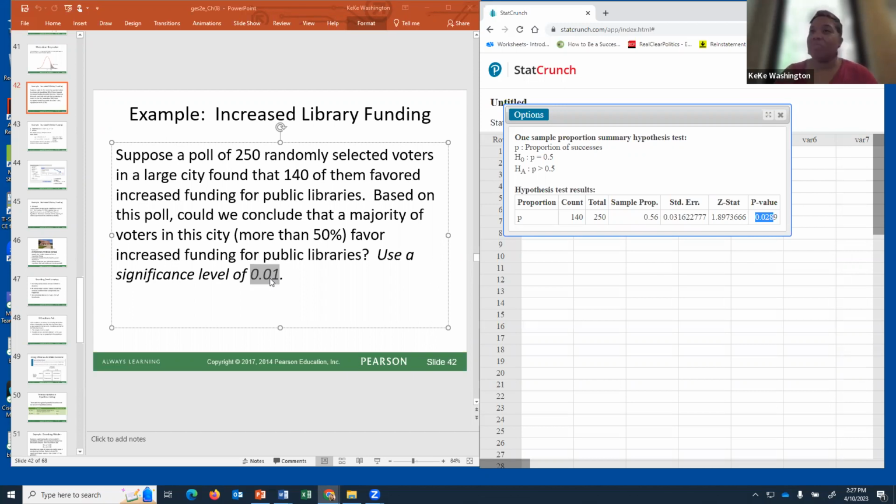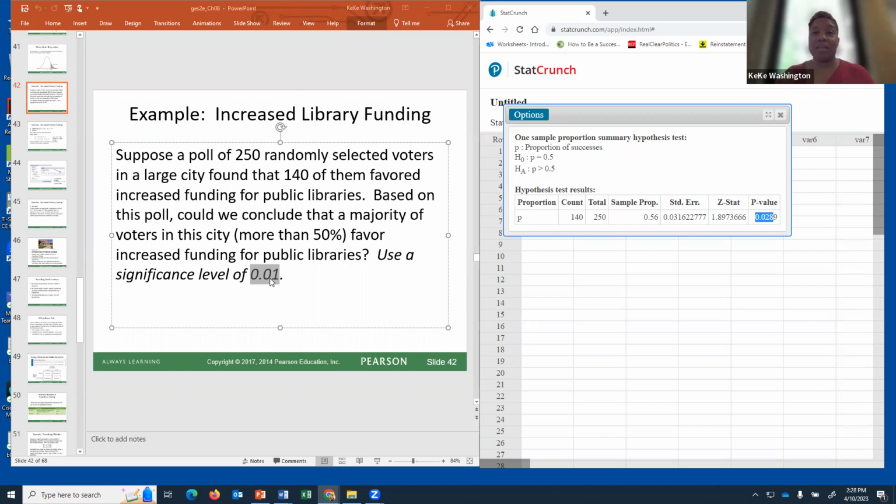In other words, we don't have enough evidence to say we will get a majority of the voters to favor increased funding for public libraries. I can't say that I've proved that it won't happen. I can only say that I don't have enough evidence to support that it will increase. All right, so in this case, we're going to accept our null hypothesis and assume that we're not going to get enough voters to support this increased funding for public libraries.